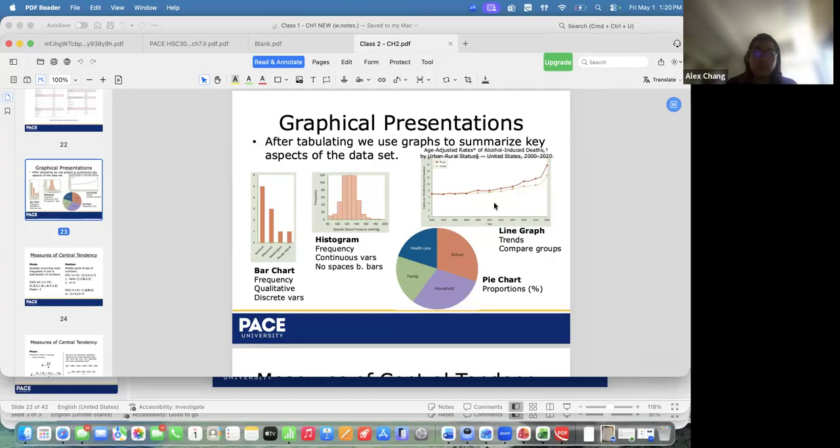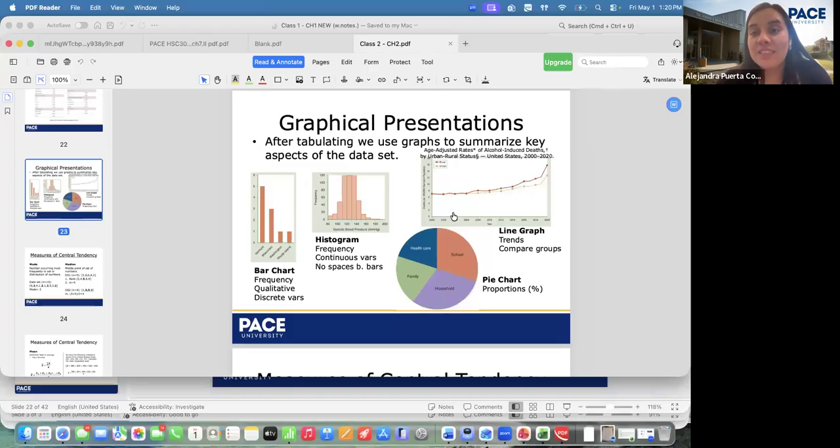Do comparison. Yes, but you'll see it more often in cross-sectional studies for prevalence. So this is a great way to compare prevalences across time. This is a great way to summarize it. And then pie charts will show you proportions.